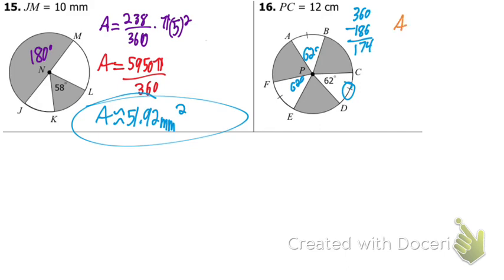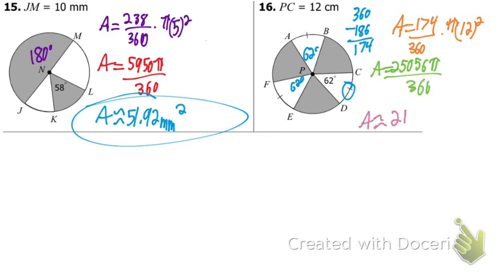So our actual setup is area of the sector is equal to 174 divided by 360 times pi times 12 being squared, because 12 is the radius. If we multiply the top together, we get area to be 25,056 pi divided by 360. Approximate to finish it off, and it's approximately 218.65 square centimeters. Once again, 218.65 square centimeters.